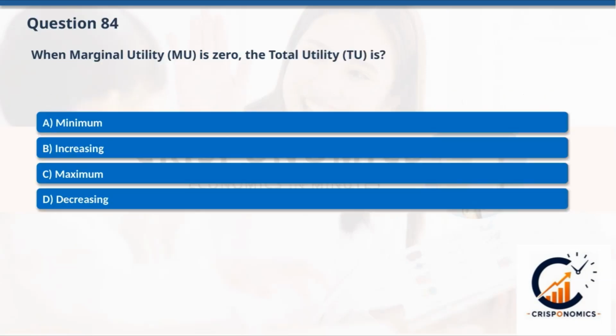Let's talk about what happens to total utility when marginal utility hits zero. Marginal utility measures the extra satisfaction we get from one more unit of something. When it drops to zero, it means adding more doesn't increase our total happiness at all. So, total utility reaches its maximum point. It stops growing, but it hasn't started to fall yet. This is a key concept in understanding how we make choices about consumption.